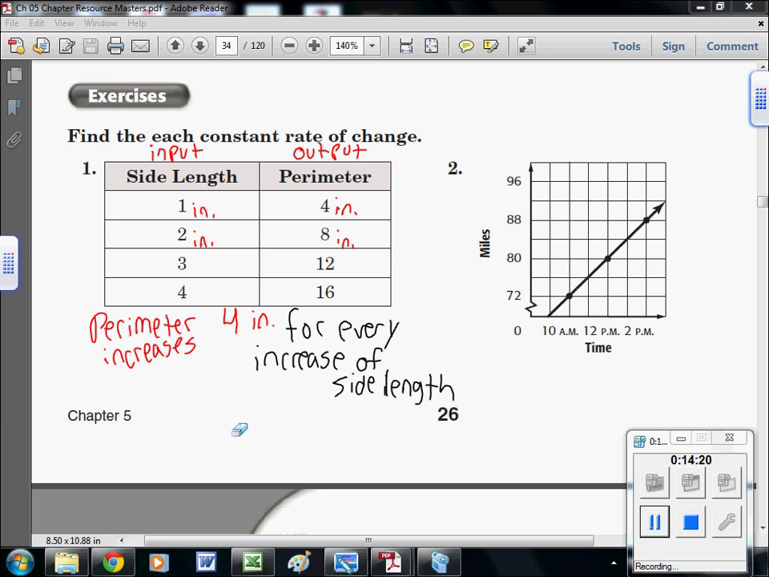In number 2, if we use, let's say, these 2 points, the 2 that are furthest away, just to make it a little bit harder, use a different color. So this point and this point, if we use those 2 points, we can say, okay, the output, which would be the miles, goes up from 72 to 88. So it goes from 72 to 88. That tells us it goes up by 16. It goes from 10 a.m. to what looks like 2 p.m.